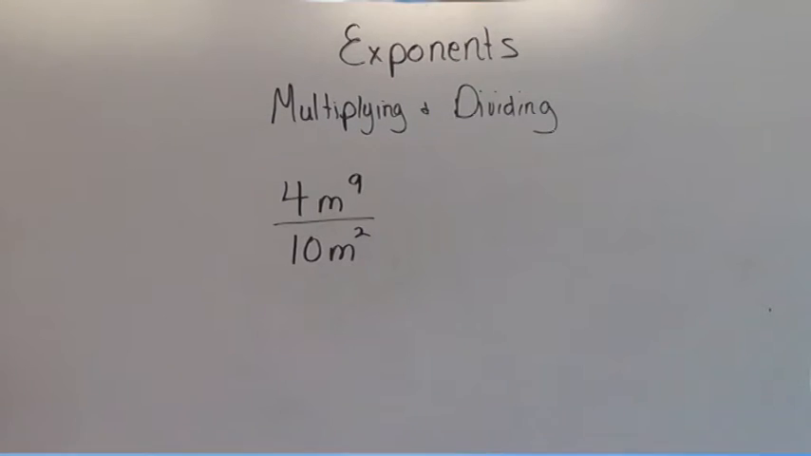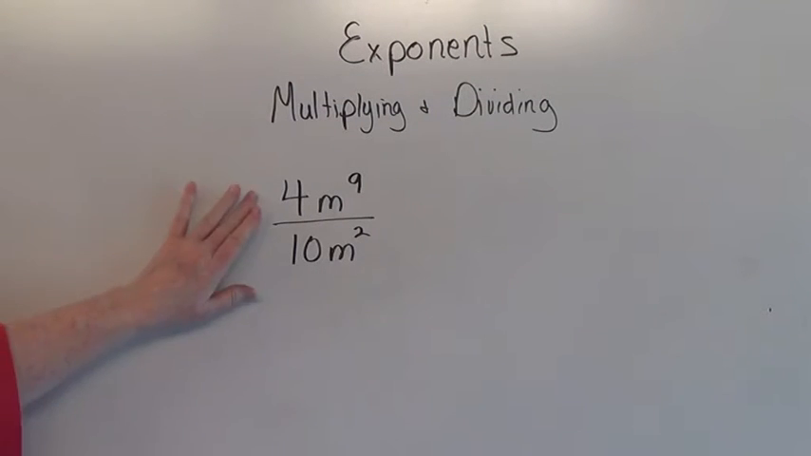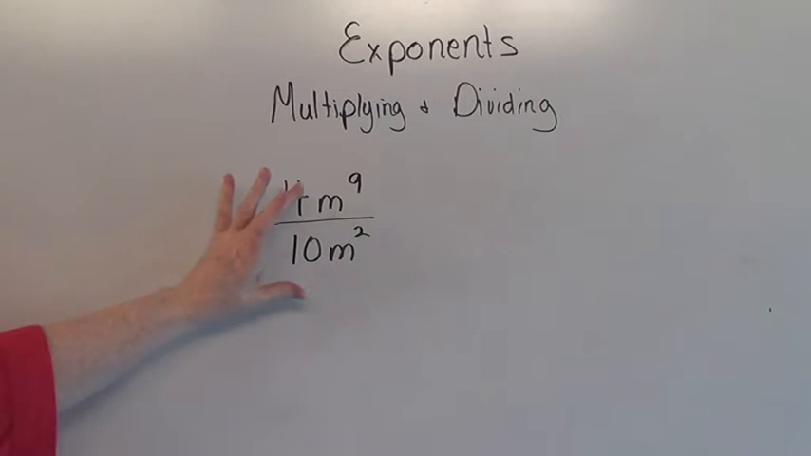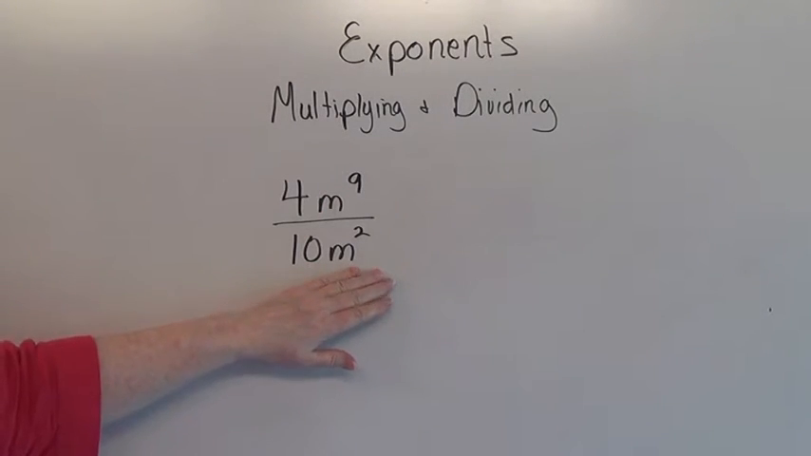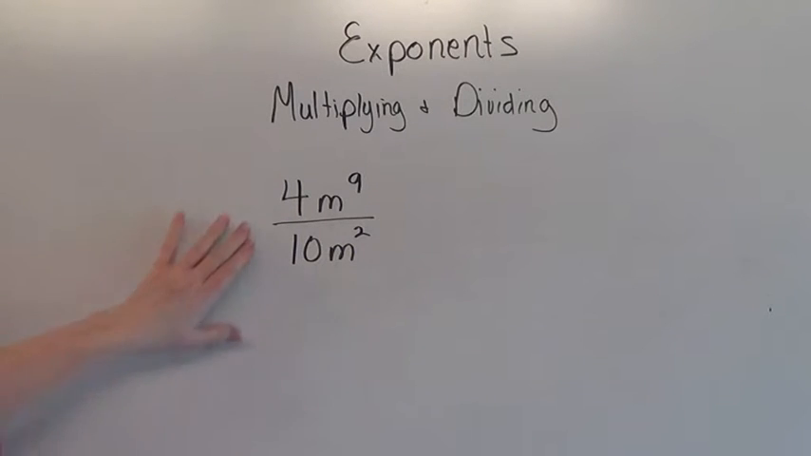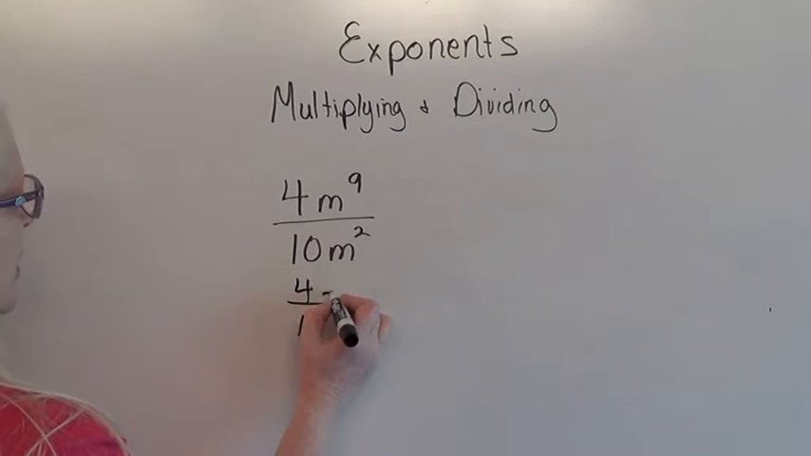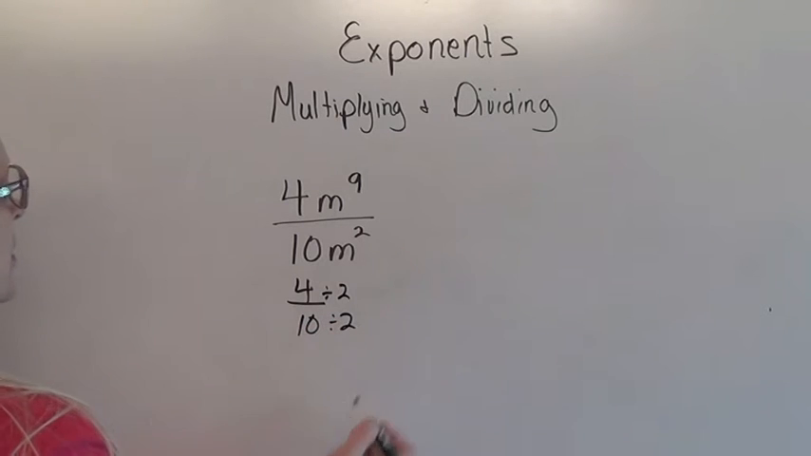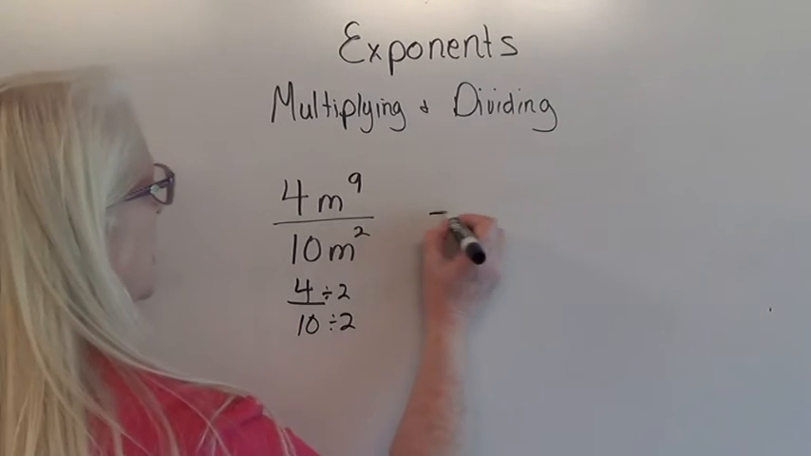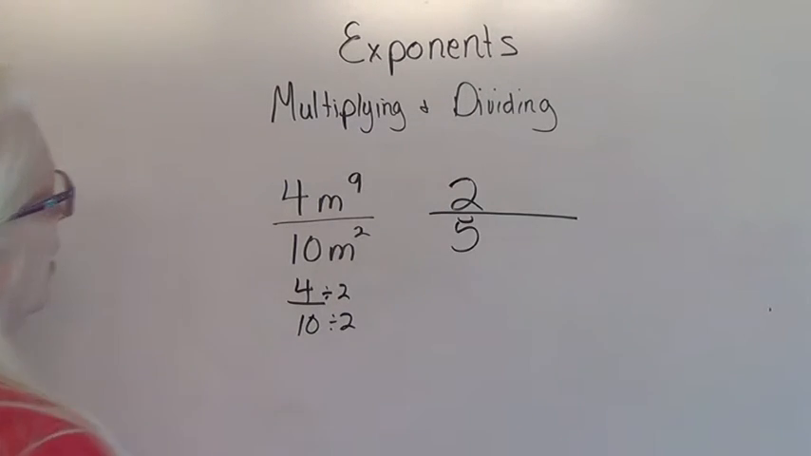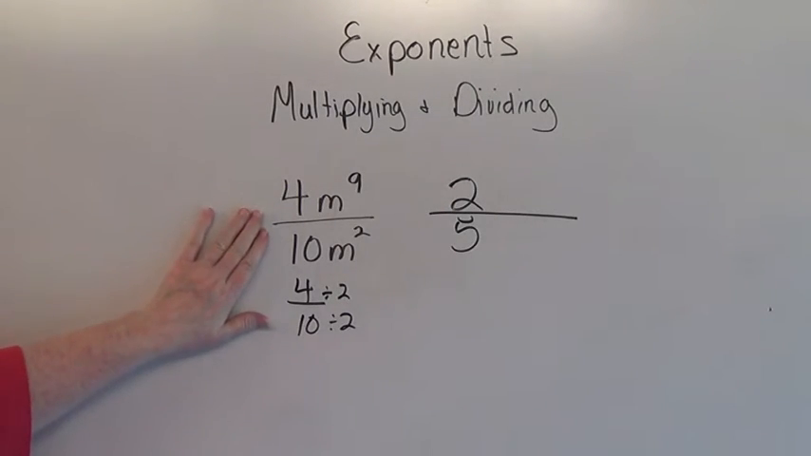Alright, this one's a little bit more complicated. So we have 4 and 10, they're not the same bases. And we have m to the ninth power and m to the second power, and those are the same bases. So first let's take a look at our numbers. So if we think about 4 over 10, we know that these are both even numbers and they're divisible by 2. So if I simplified the 4 and the 10, I would get 2 on top and a 5 on the bottom. Alright, so I've taken care of my numbers, and now let's look at the m's.